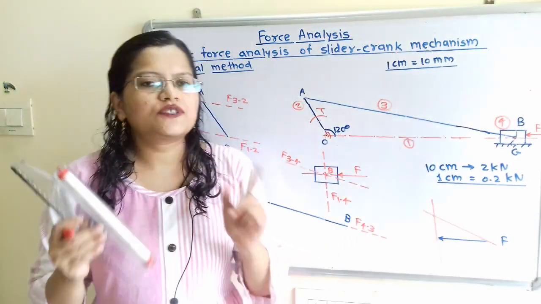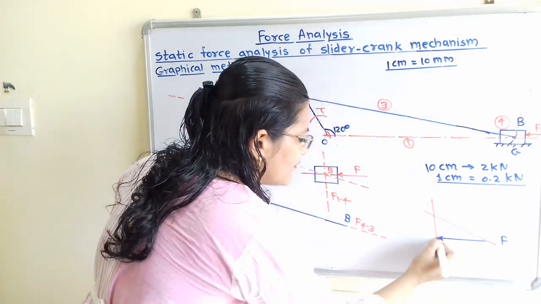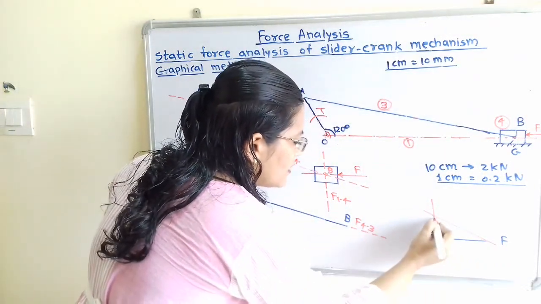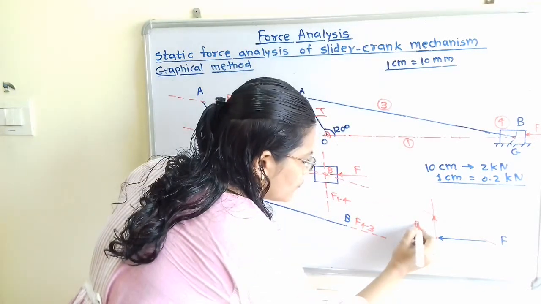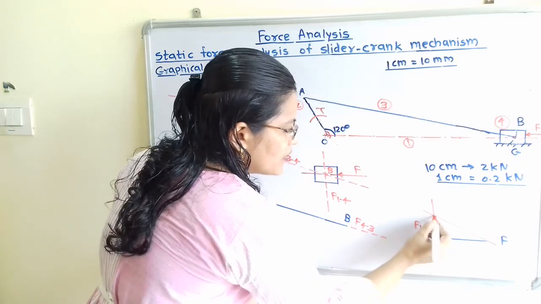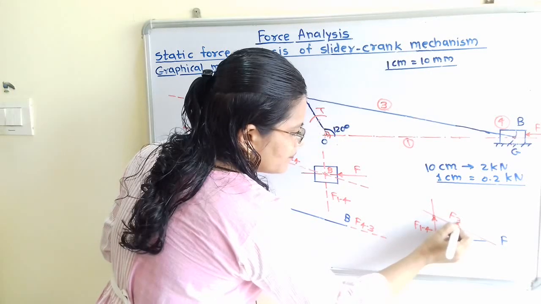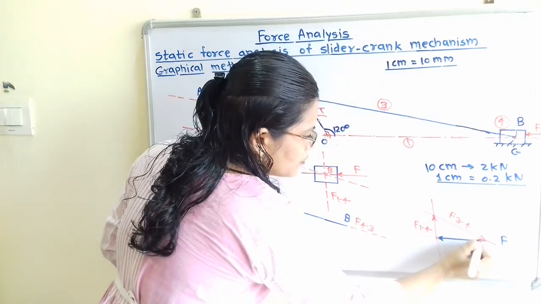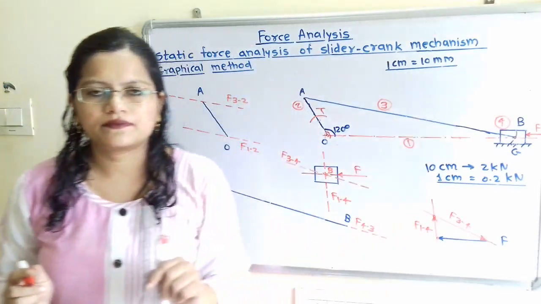Now this force polygon should be closed. That means at the head of force F there should be the tail of the next force. So this vertical line is for F of 1 to 4, and then at the head of F of 1 to 4 there should be the tail of the next force, that is F of 3 to 4. So we have to show an arrow here. So this is the closed vector polygon.